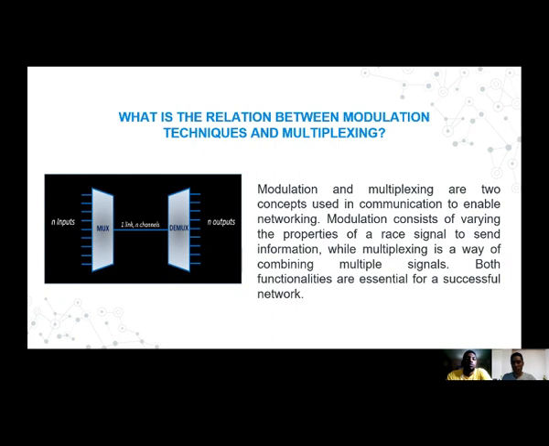Next. What is the relation between modulation technique and multiplexing? Modulation and multiplexing are two concepts used in communication to enable networking. Modulation consists of varying the properties of a carrier signal to send information, while multiplexing is a way of combining multiple signals. Both functionalities are essential for a successful network.